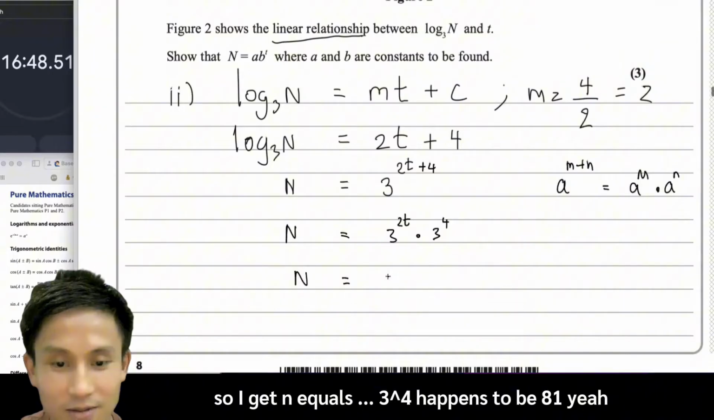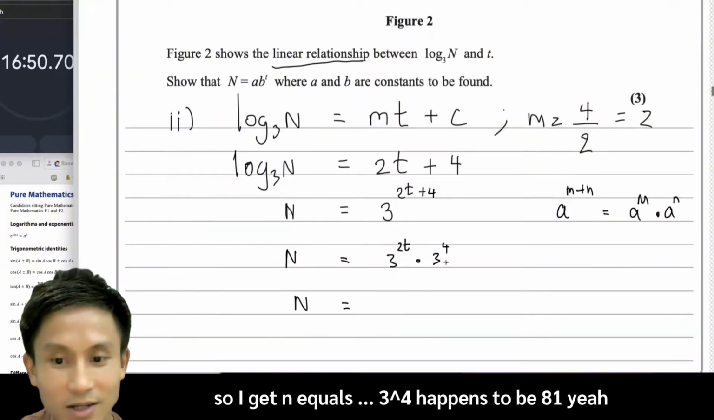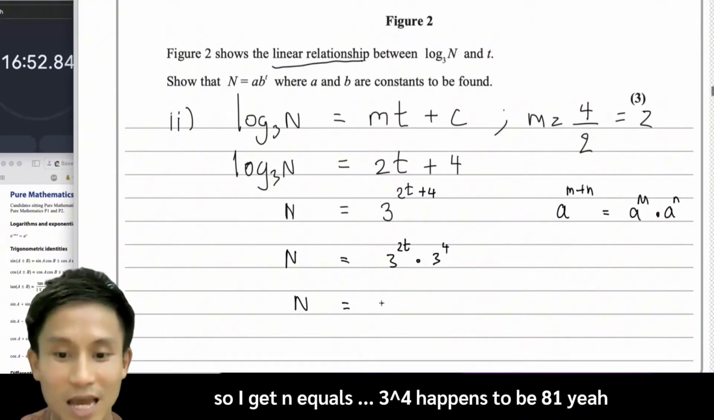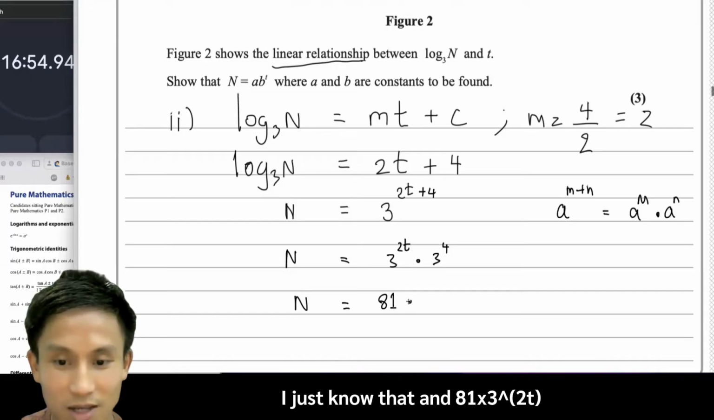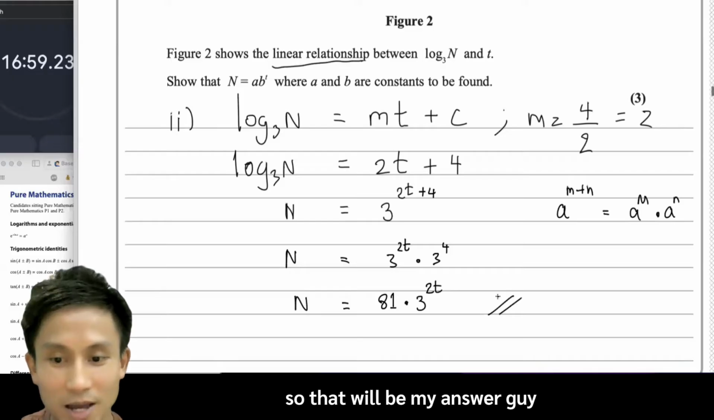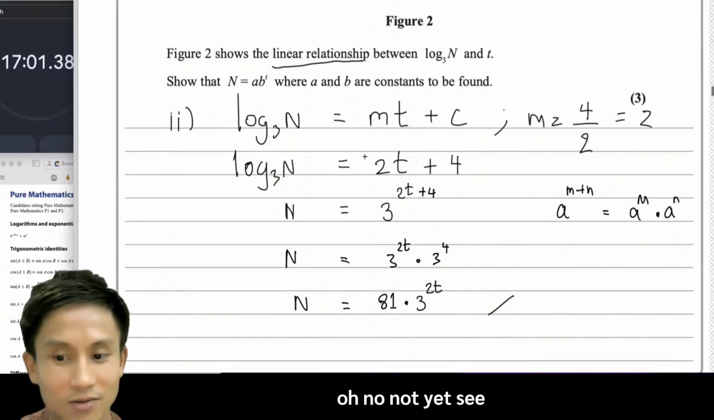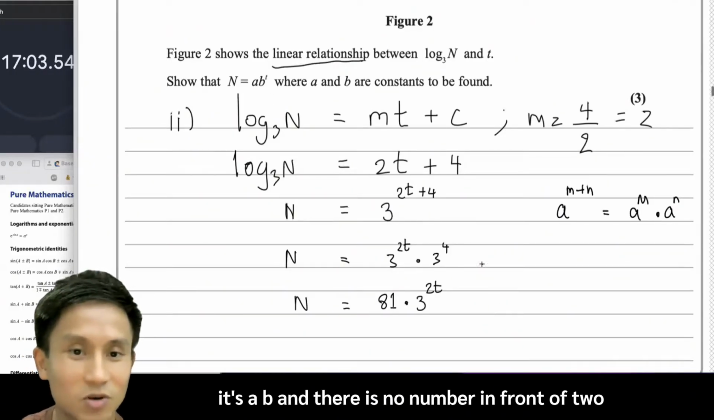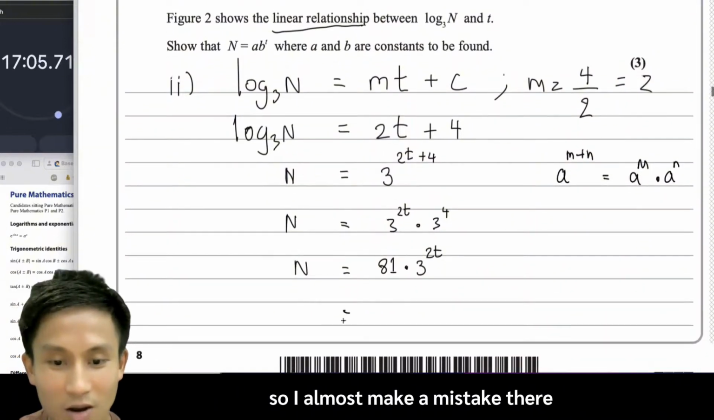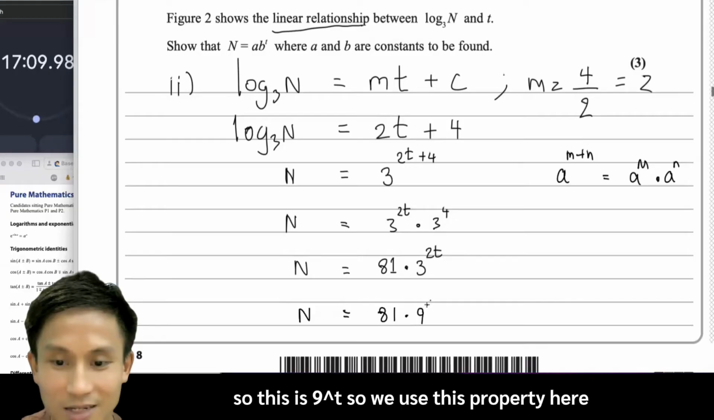So I get n equals 3 to the 4, which happens to be 81. Yeah, I just know that. And 81, 3 to the 2t. So that will be my answer, guys. Oh, no, not yet. See, it's a b and there is no number in front of 2. So I almost made a mistake there. So this is 9 to the t.